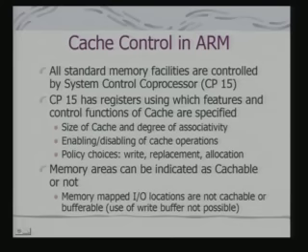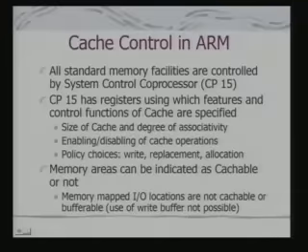CP15 has registers. So, you program this coprocessor by writing onto the registers by using appropriate instructions, the coprocessor instructions I had discussed earlier. So, CP15 has registers using which different features and control functions of cache can be specified. You can specify size of cache and degree of associativity.